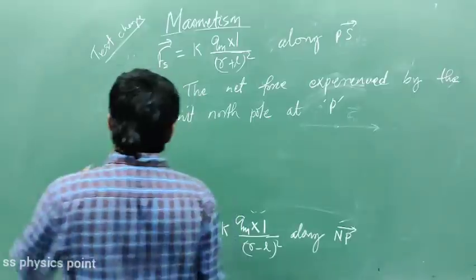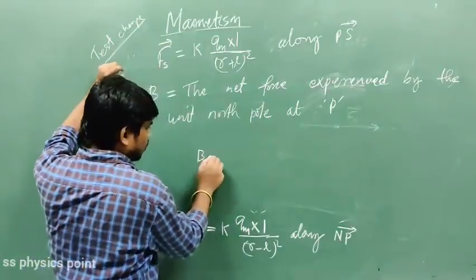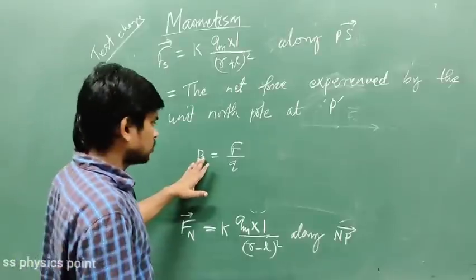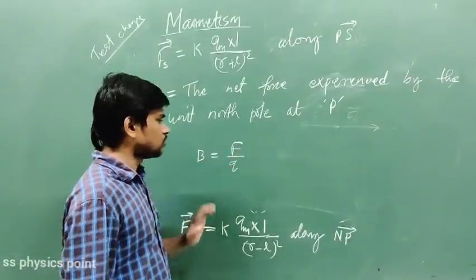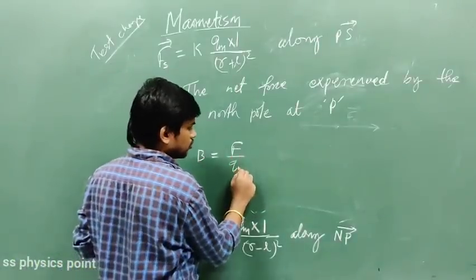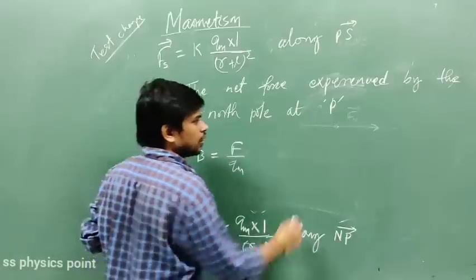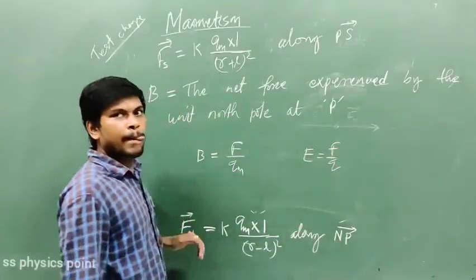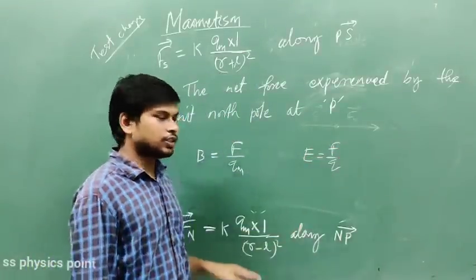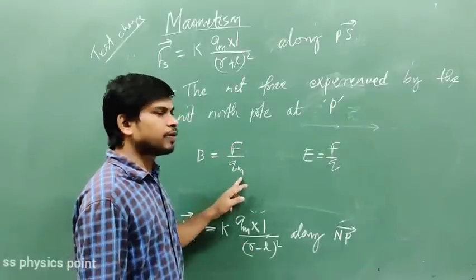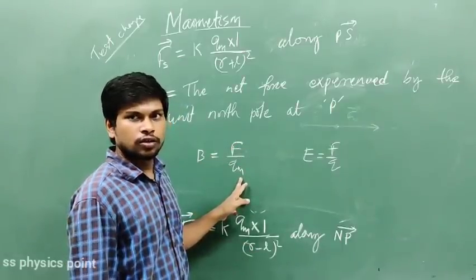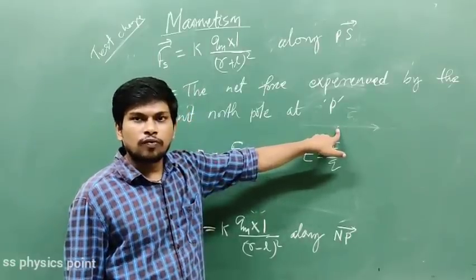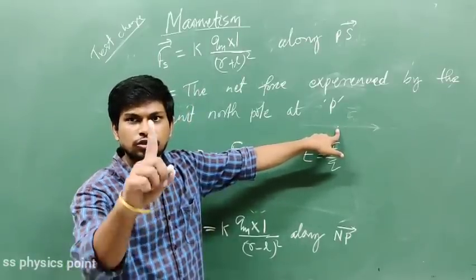How can you calculate that? You know that the formula of B is force by charge. Don't write this one, just remember it like that. Magnetic field equals force by pole strength. It is similar to electric field. You know that electric field equals force by charge. Here also, magnetic field equals force by pole strength. So the pole strength of the north pole is 1.